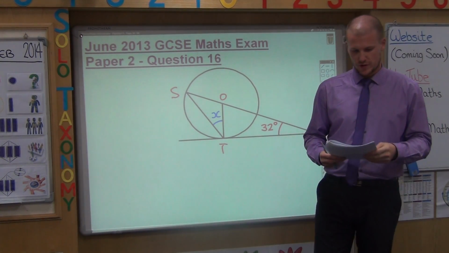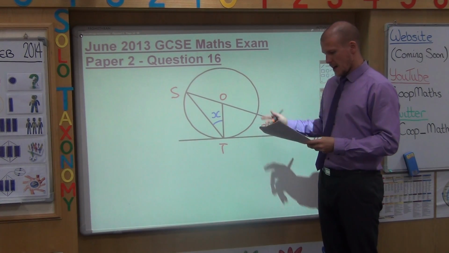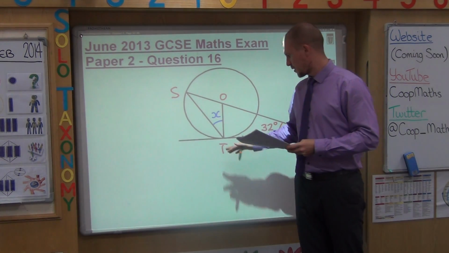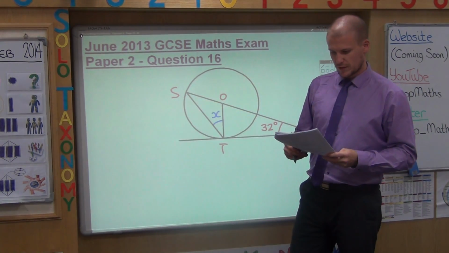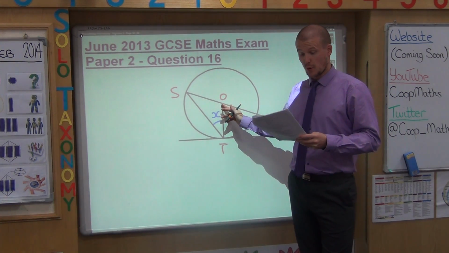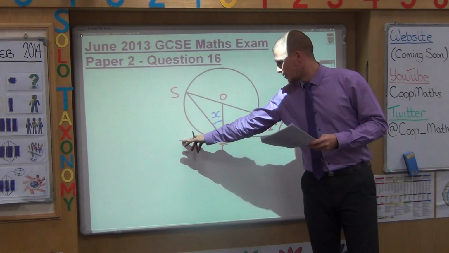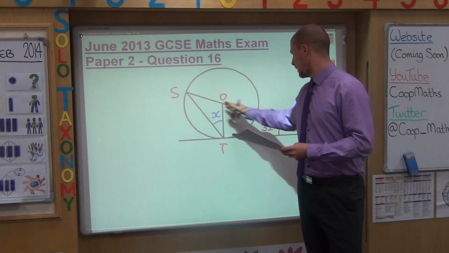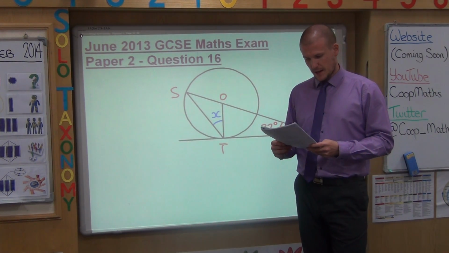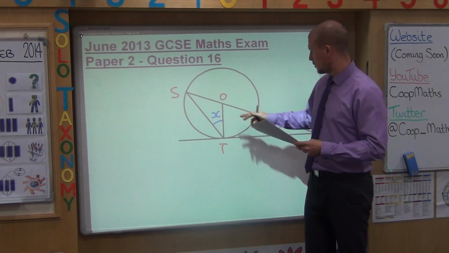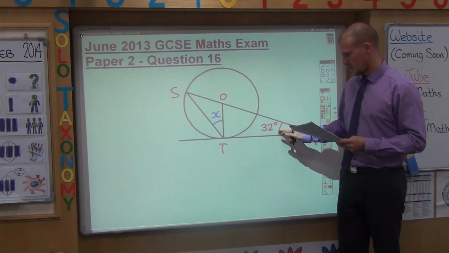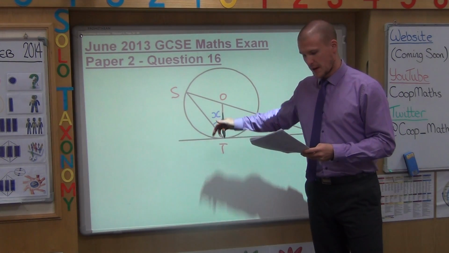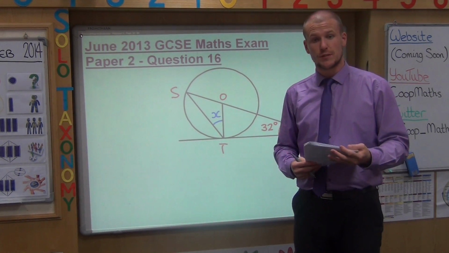Paper 2, question 16. S and T are points on the circumference of a circle, so they're on the edge. Center O, sorry. PT is a tangent to the circle, so this line just touches the edge of the circle. SOP is a straight line. Angle OPT equals 32, so angle OPT there is 32. Work out the size of angle marked X, give reasons for your answer.